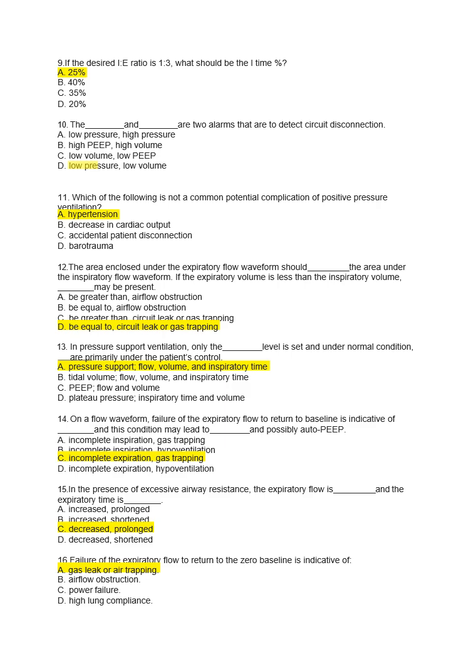So the options are A, low pressure, high pressure, B, high PEEP, high volume, C, low volume, low PEEP, and D, low pressure, low volume. So the answer is low pressure and low volume alarms.